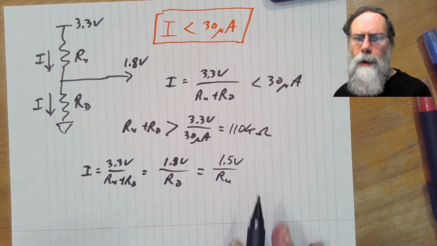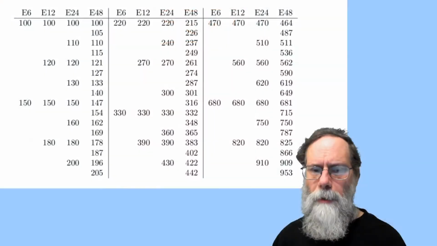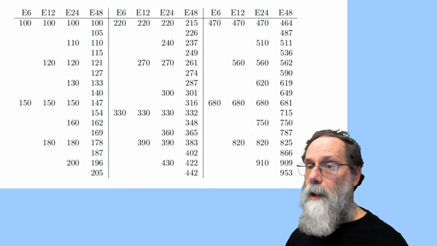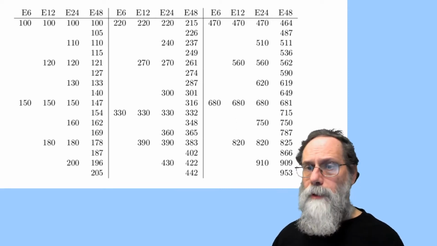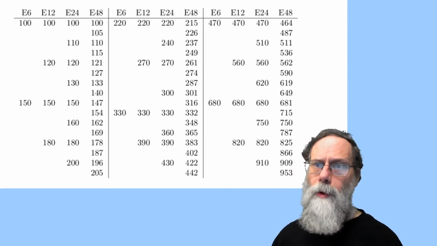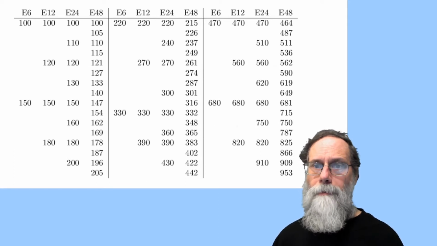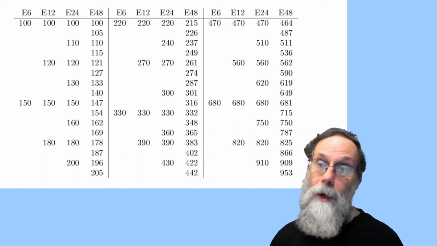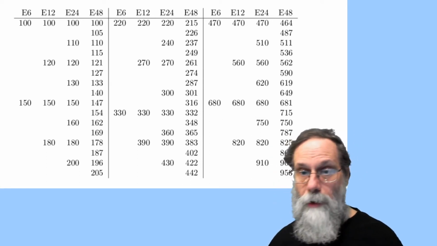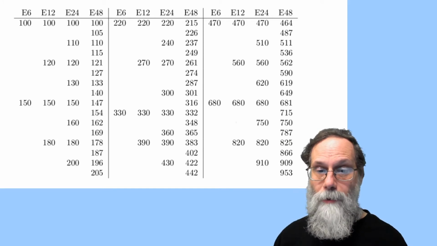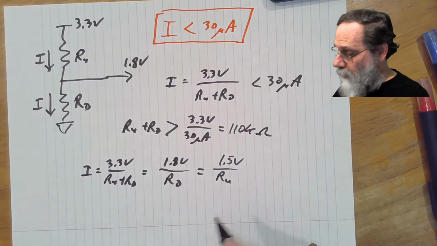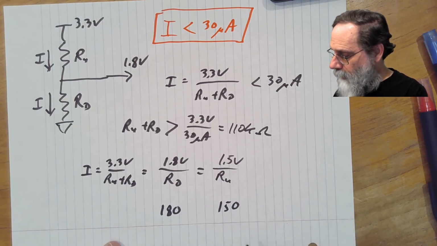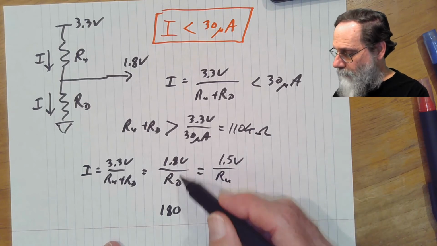What values can we pick? Well, let's take a look at what values we might have available. In the book, there's this chart of what the E6, E12, E24 series are. And we're looking for a pair of values in here that have a ratio of 1.5 to 1.8. Well, if we look at the E12 series, that's very simple. We have 150 and 180. All right, so let's go back to here and say let's use 150 and 180. So if we make RD be 180 and RU be 150, then 1.5 volts over 150, 1.8 volts over 180, same ratios.